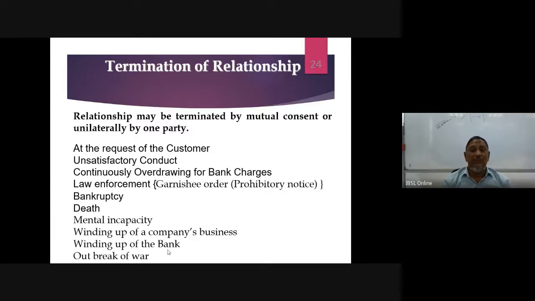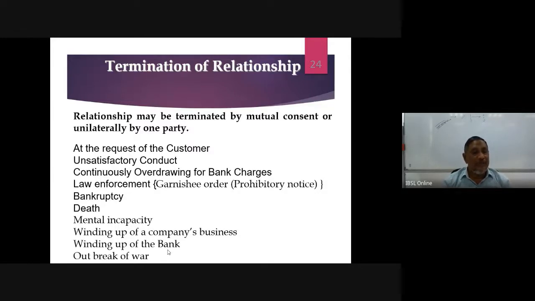Then comes the director of a company dying. What's the position? Director of a company dies, right? A company is a separate legal entity. Directors are separate legal entities. Therefore, if a director dies, the account can be continued because it's a separate legal entity. So the board of directors appoints another person as a signatory and it can continue.